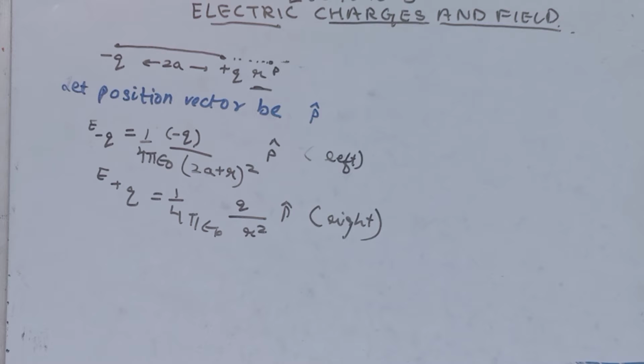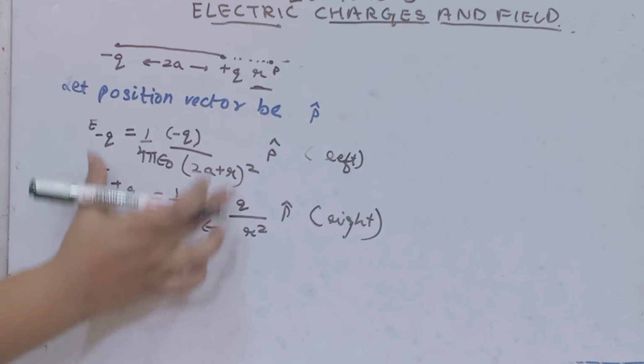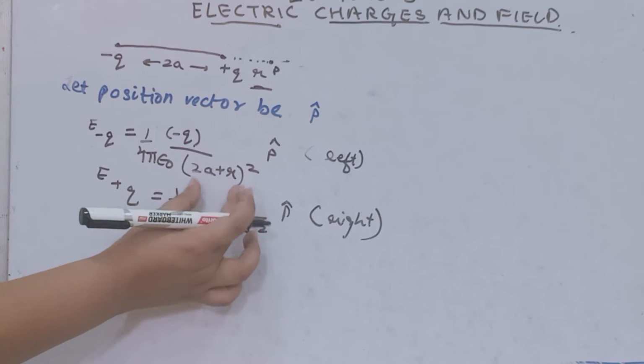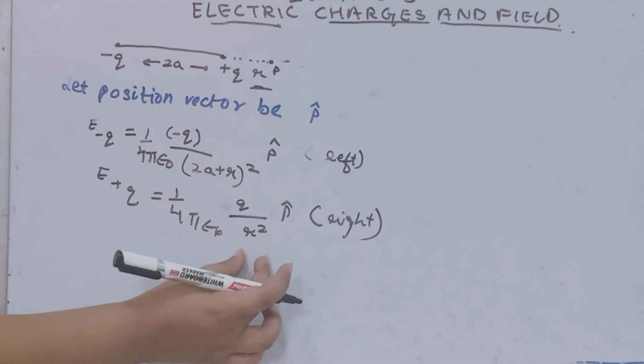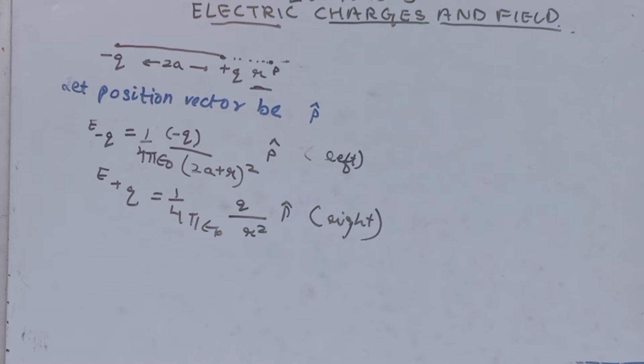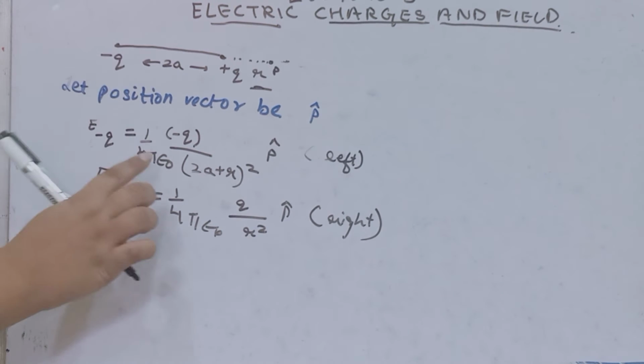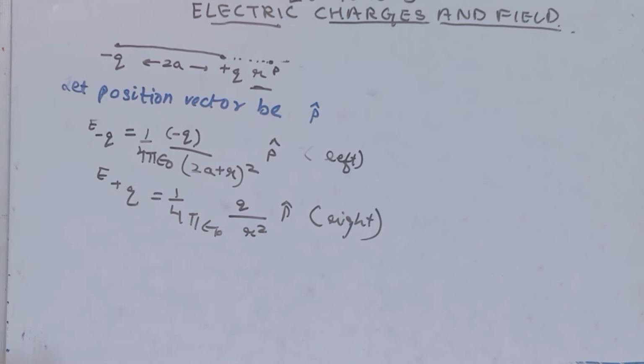Fine. So now when we add them using the laws of vector addition, they will not cancel each other because the distance involved in the denominator is different. It's not just about the charges, it's also about the distance involved in these cases.